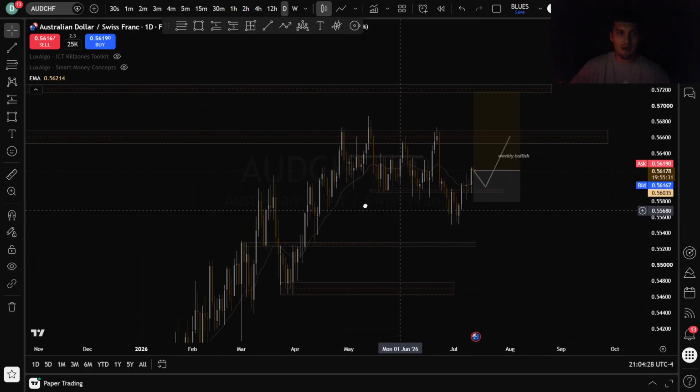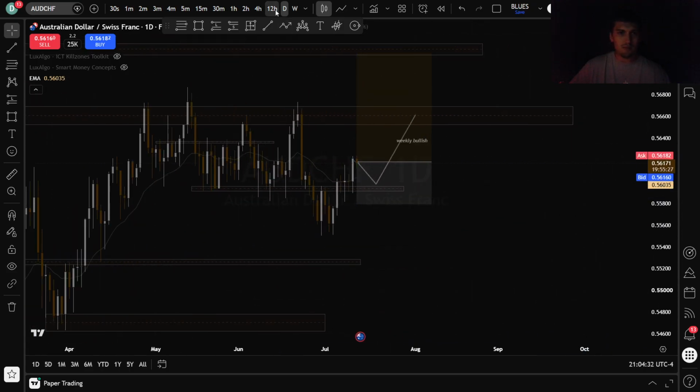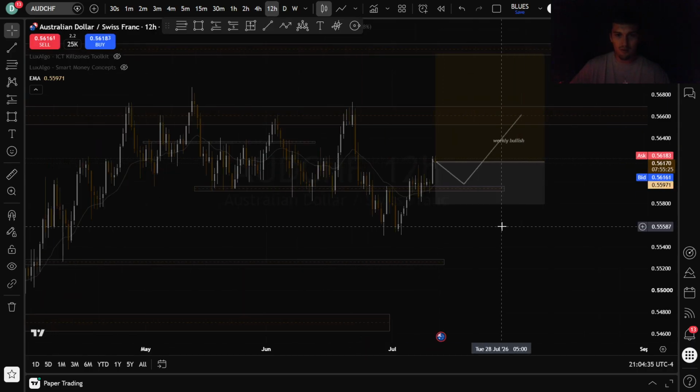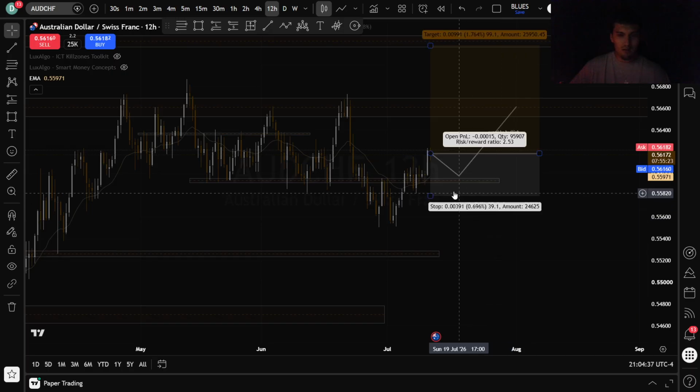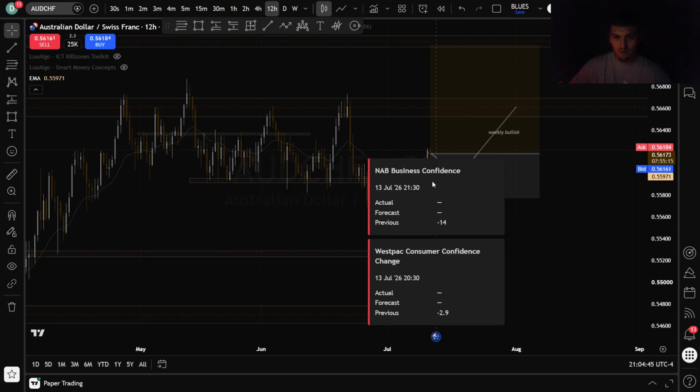And so now this is looking like the trade. So let's go down to the 12-hour time frame. Yeah, this looks like a really good A+ setup here. So we do have news coming in at 9:30. Tomorrow night, we will have news, which is the NAB Business Confidence. It's not that big.